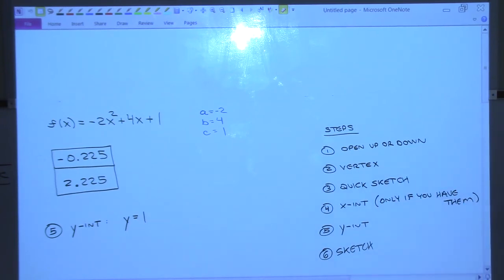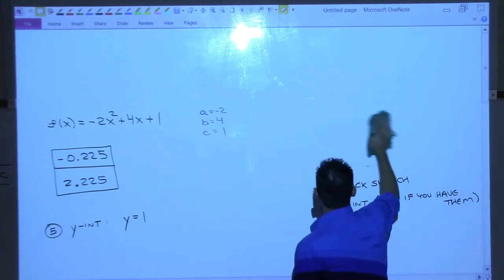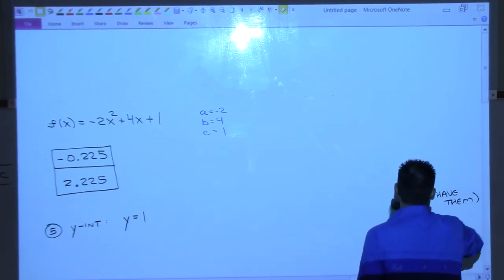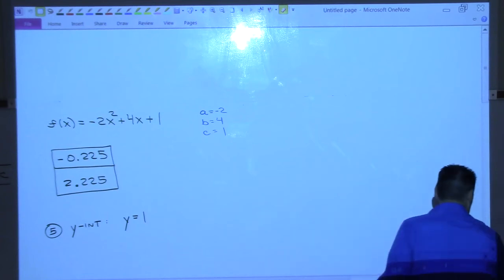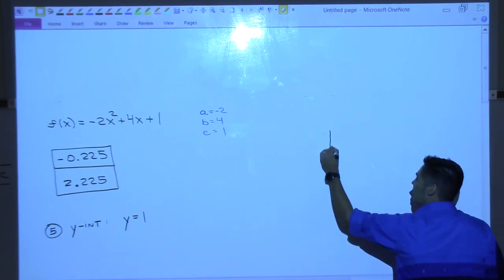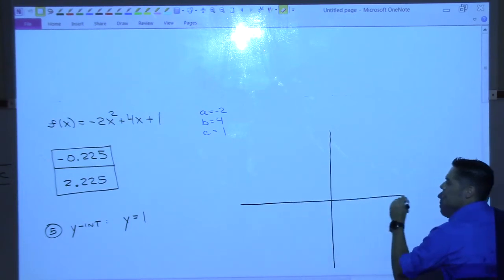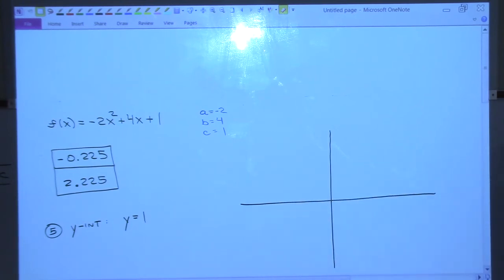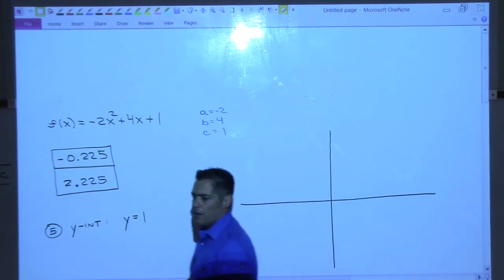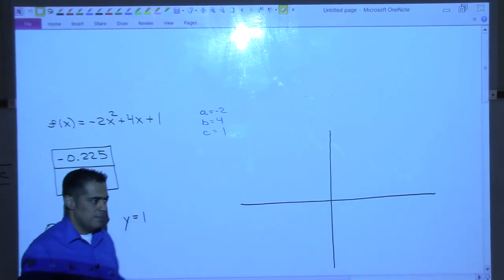And now it's time to do the final sketch. So the final sketch, we want to do this, and we want to show some detail. This is not that quick sketch. We want this to be pretty accurate. All right. So before I put anything on here, I would like for us to take a look at how big this thing needs to be.